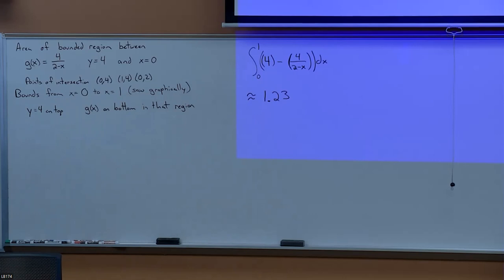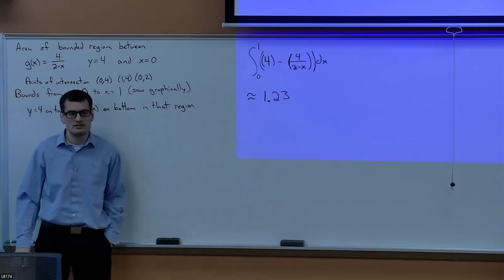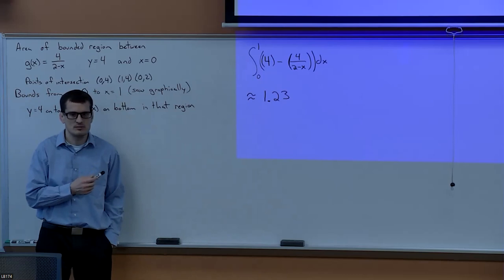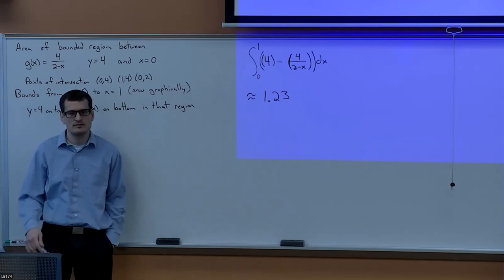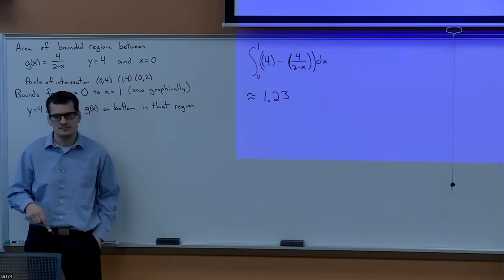So your bounded region doesn't always have to just be bounded between 2 curves. It can be bounded between 3 curves. And if there are multiple bounded regions, there weren't in this case, there was only the one bounded region. But if there are multiple bounded regions, pick the one that touches all 3 curves.